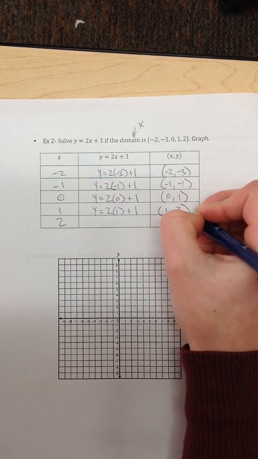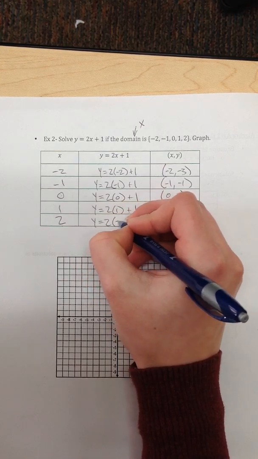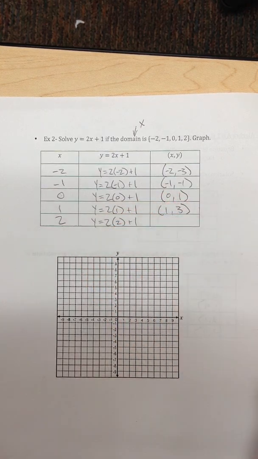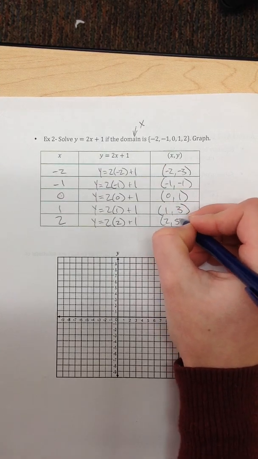So 1, 3. And then the last one there, y is equal to 2, and then 2 for the x, plus 1. 2 times 2 is 4, plus 1 is 5. So 2, 5 for that ordered pair.